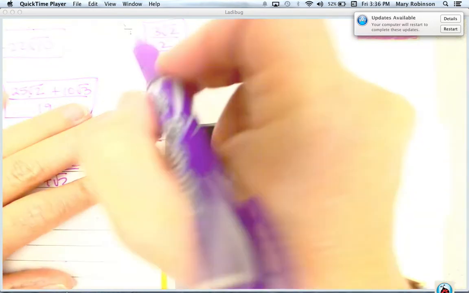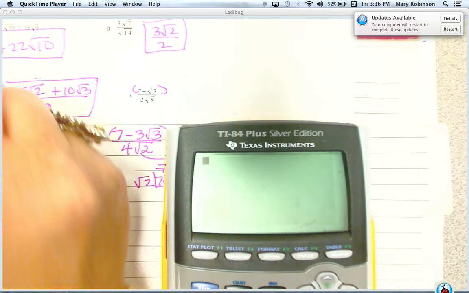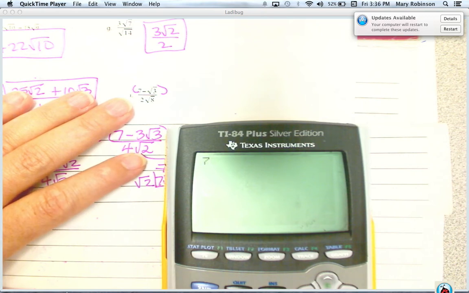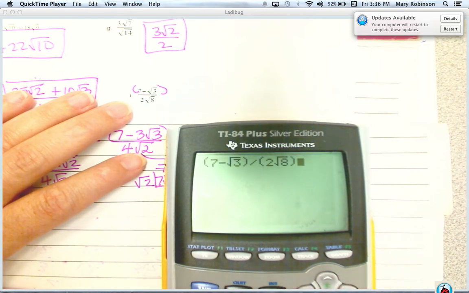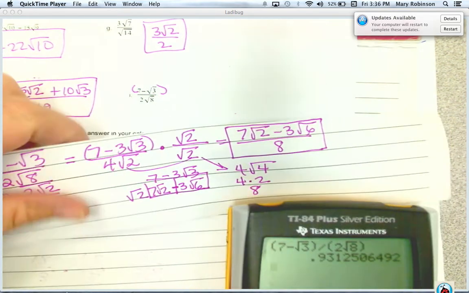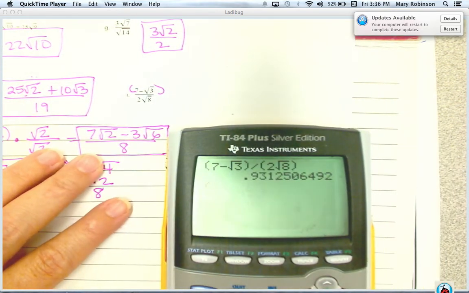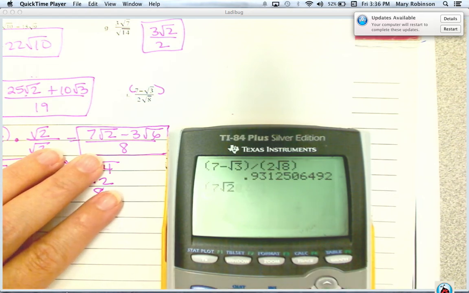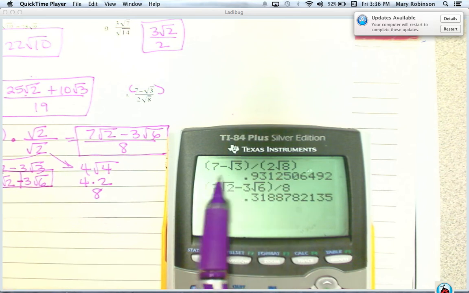So I'm going to type this in, but what we need to make sure we do is every time we have a quantity where terms are being added or subtracted, when we type it in our calculator, we need to make sure we use parentheses. So 7 minus the square root of 3 divided by 2 square roots of 8. And then our final answer, again with parentheses, 7 square roots of 2 minus 3 square roots of 6 divided by 8. Oh, they don't match. Let's see.